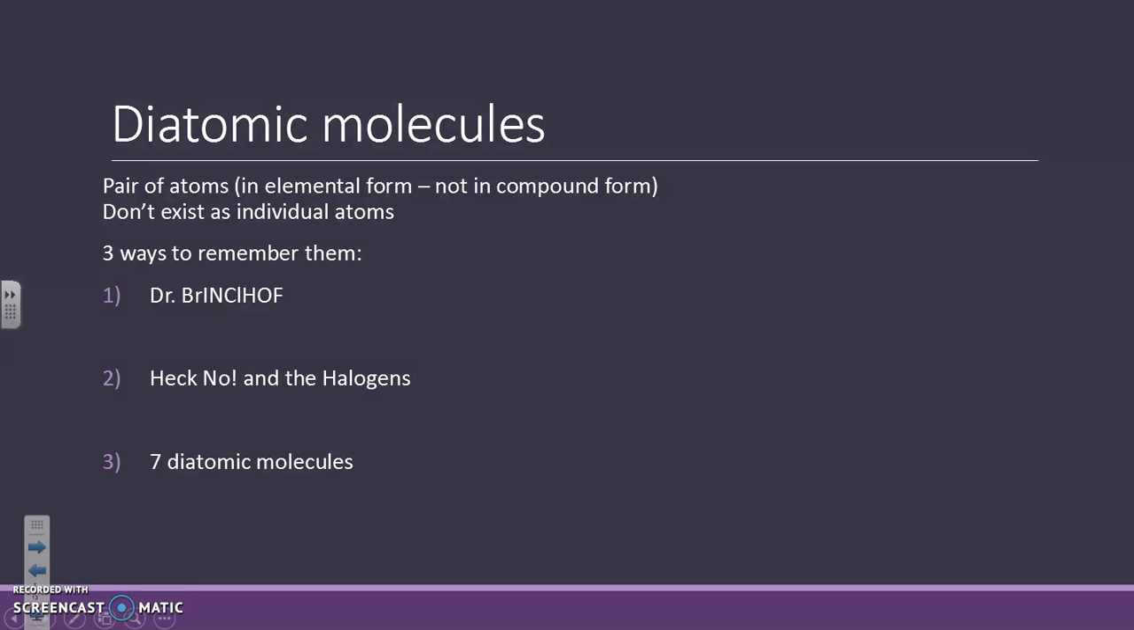Okay, I earlier mentioned something about hydrogen being diatomic. Now, a diatomic molecule is a pair of atoms in element form. They're not compounds. They are just diatomic molecules. They don't exist as individual atoms in nature because they are too reactive. All right, so which ones are they? They are bromine, iodine, nitrogen, chlorine, hydrogen, oxygen, and fluorine. There are only 7 of them.